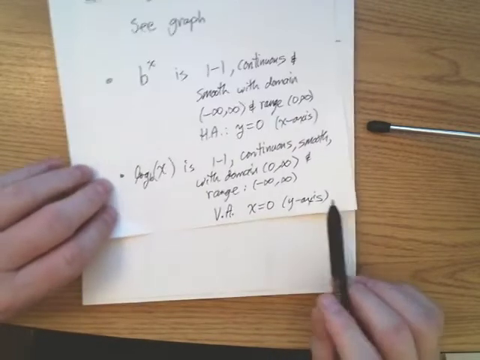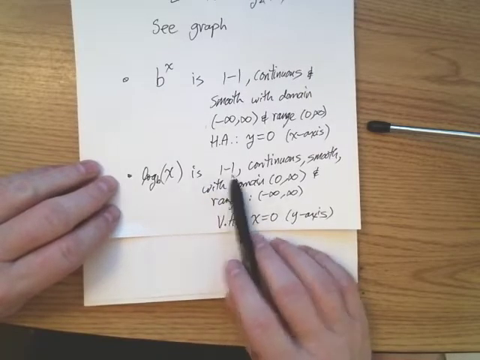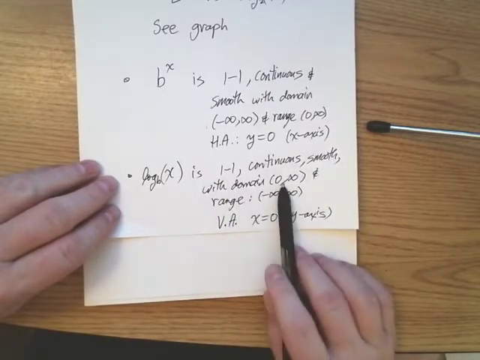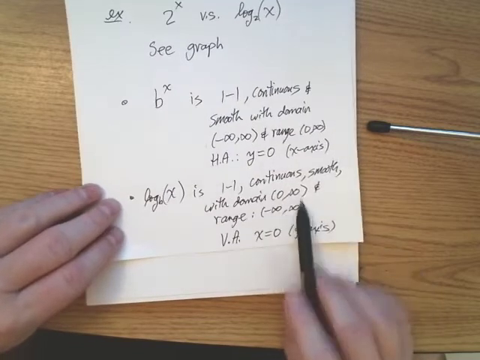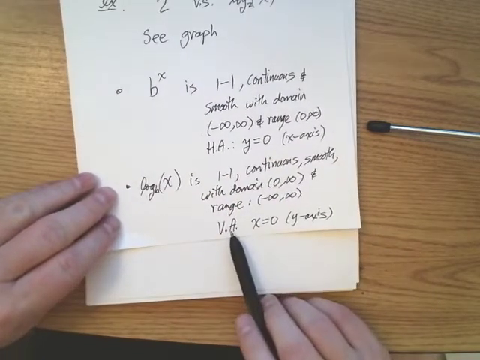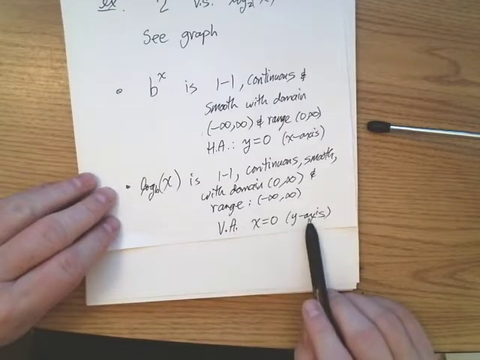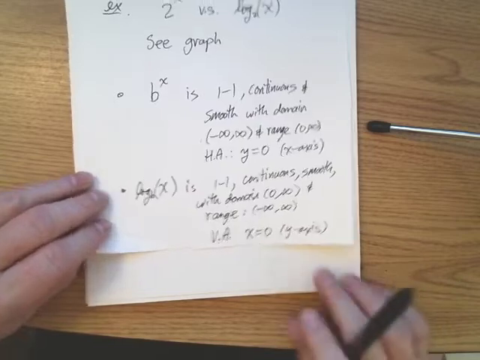Okay? I claim the following, that the logarithm base b of x is 1 to 1, continuous, smooth, with domain 0 to infinity and range minus infinity to infinity, and it has a vertical asymptote instead being x equals 0, that is the y-axis. Now let's see why this holds here.